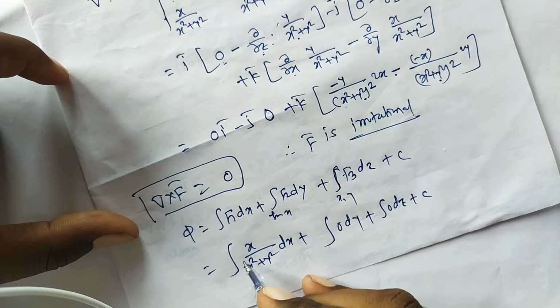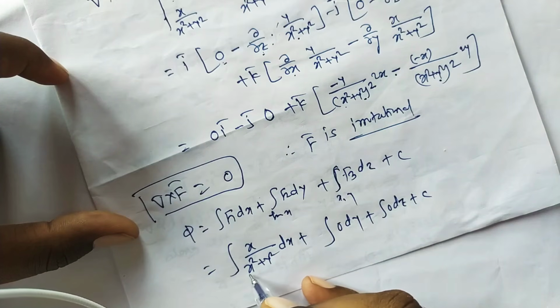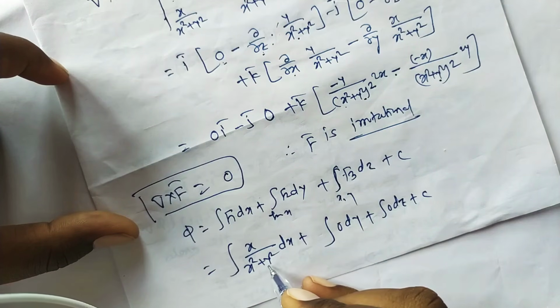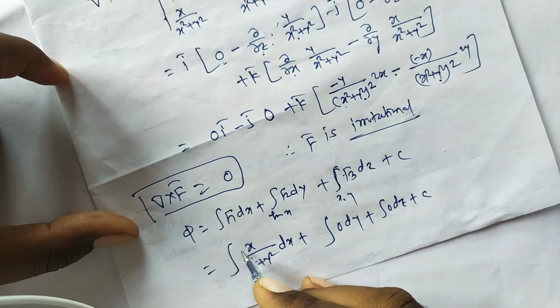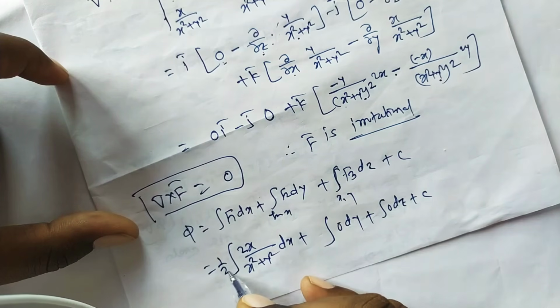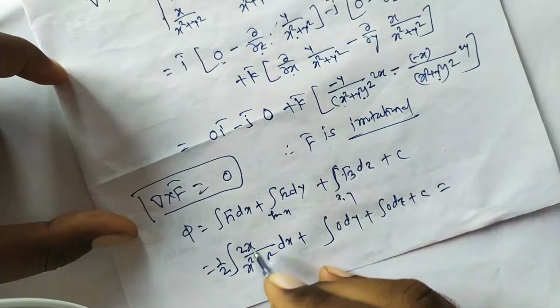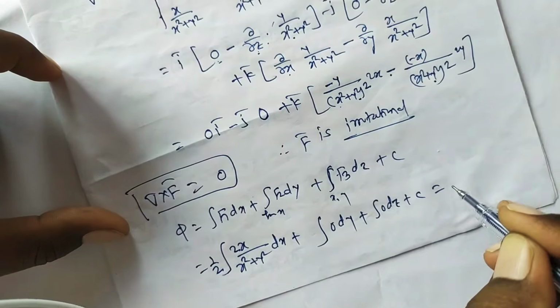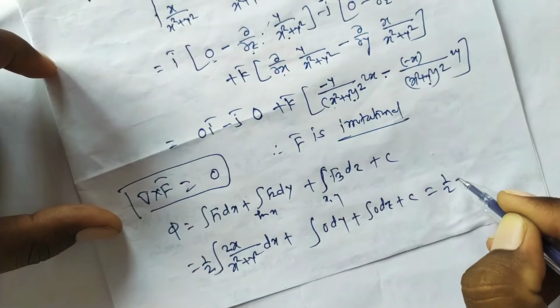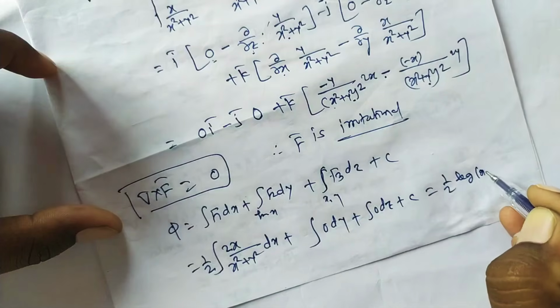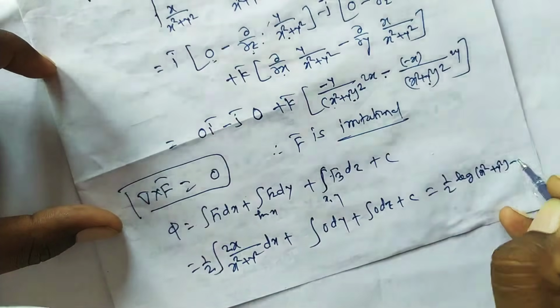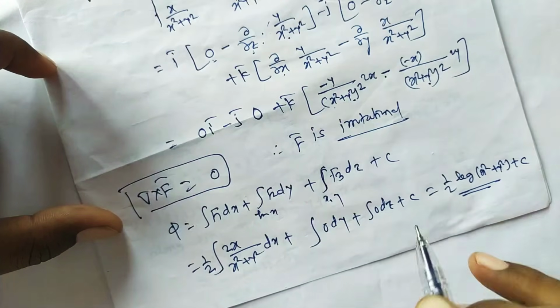Now how do we take the integration of x upon x square plus y square? So how do we adjust the derivative? We know the integration of f dash of x upon f of x. If we take f of x equal to x square plus y square, then f dash of x, the derivative, is 2x dx. So we multiply and divide by 2 here. And we know that the integration of f dash of x upon f of x is log of f of x. So this is 1 by 2 into log of x square plus y square plus c. This is the scalar point function phi.